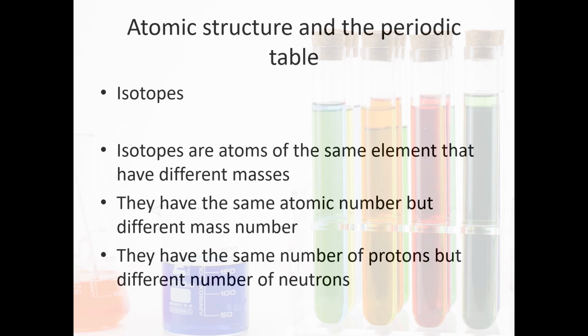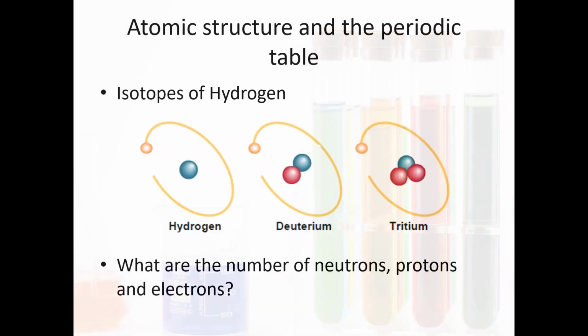Isotopes. Isotopes are atoms of the same element that have different masses. They have the same atomic number but different mass number. They have the same number of protons but different number of neutrons. Deuterium and tritium are the isotopes of hydrogen. What are the number of neutrons, protons, and electrons?